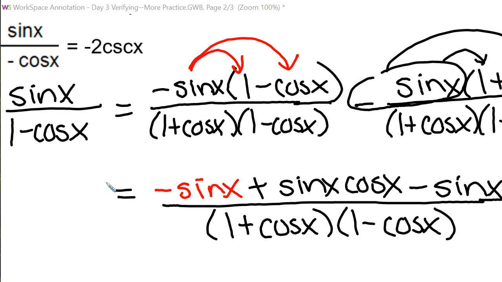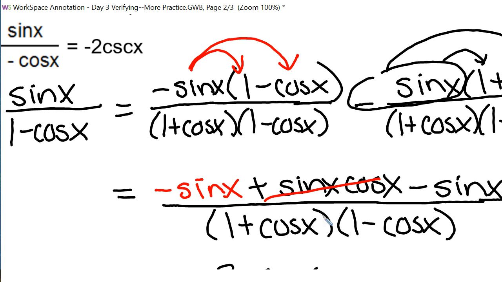Now in the numerator, we need to consolidate. We need to collect like terms. And what happens? Negative sine of x gives us negative 2 sine of x. And then the others cancel out. Positive sine, cosine, negative sine, cosine goes out to 0, so they go away.